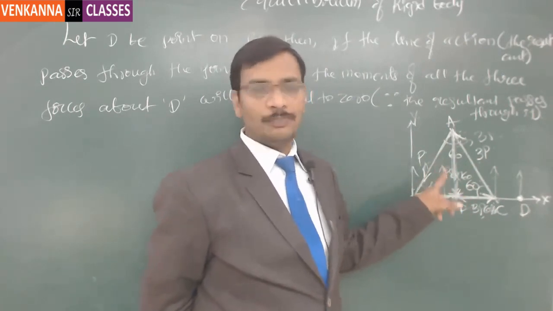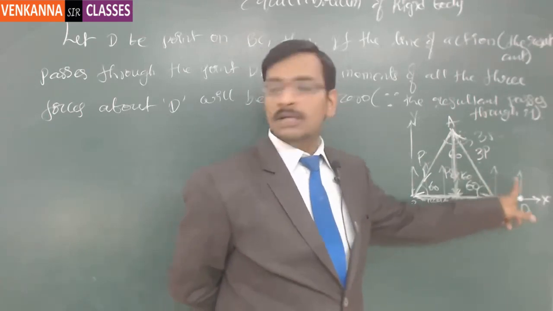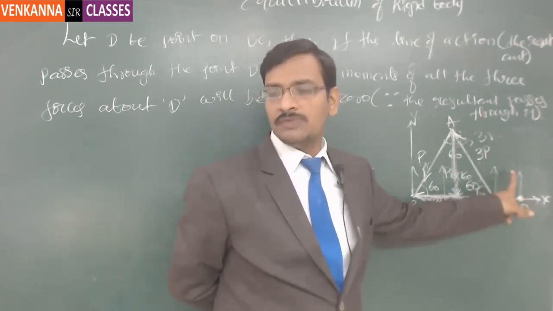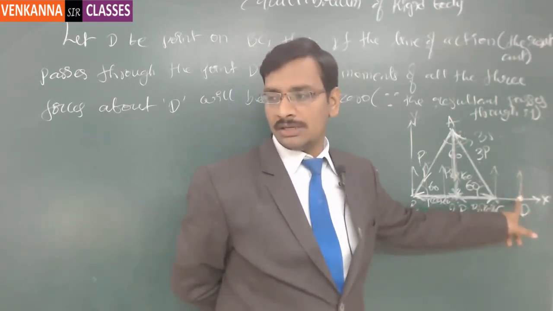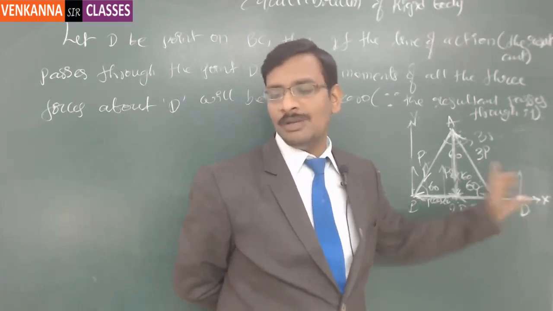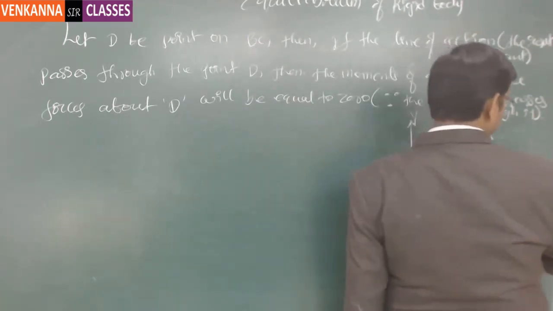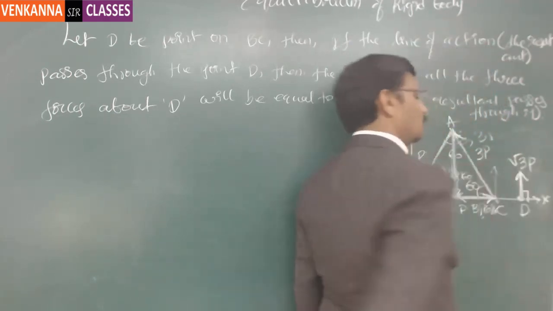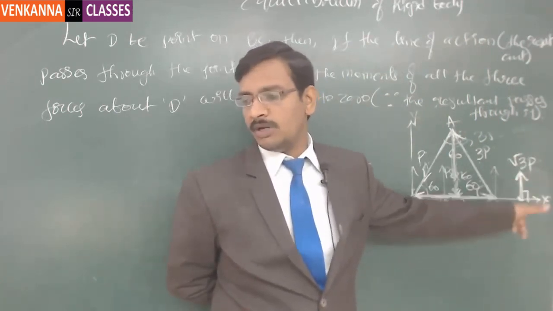And root 3 times P may pass through like this, like this, or like this. Now we are assuming that it is passing through D. So if the resultant is passing through D, then taking moments about D for the resultant will be equal to 0. Obviously, root 3P is passing through this at an angle of 90 degrees. Got it? For this particular force about this point, the moment will be 0.